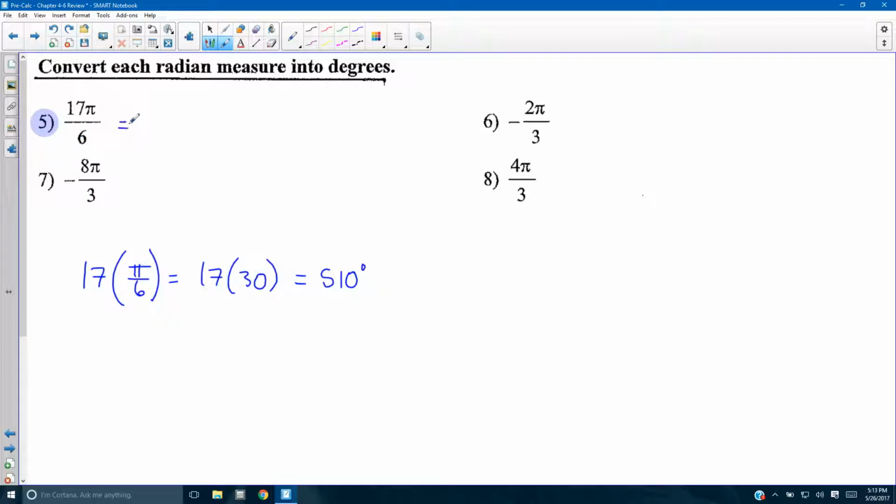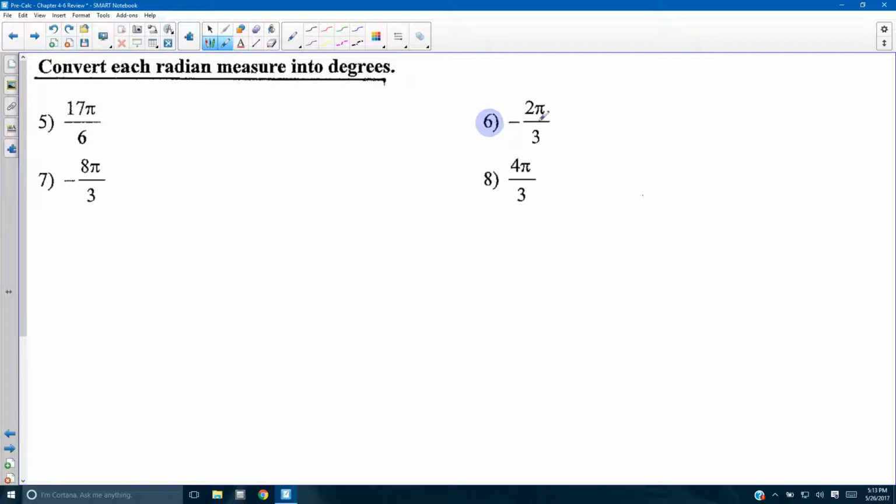If you're not able to do it that way, one other way to think about it is to split up 17 pi over 6 into 2 pi, which is 12 pi over 6, subtracted away from the rest, which is 5 pi over 6. So 12 pi over 6 is 2 pi, that's 360 degrees. 5 pi over 6, as we just saw from numbers 1 and 4, is 150 degrees. So if you know your 360, take that out, see what's left. That equals 510 degrees as well.